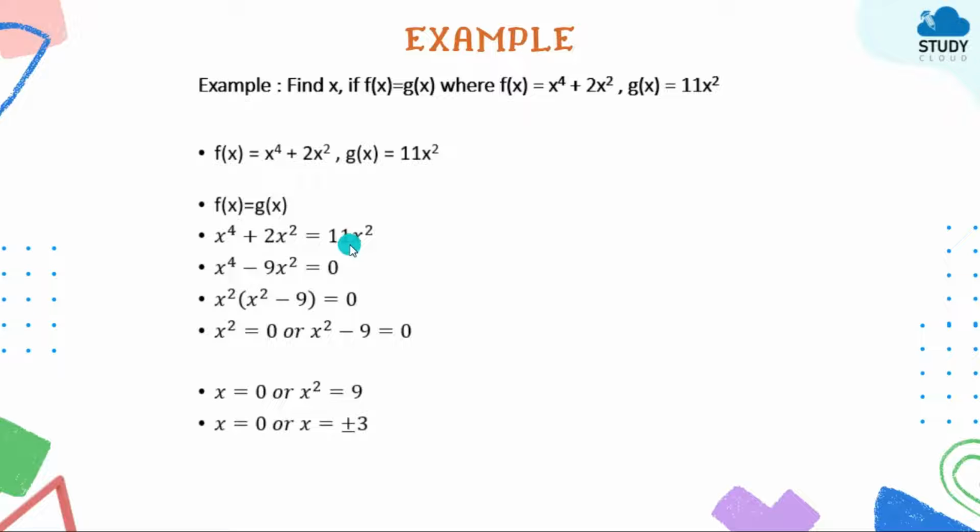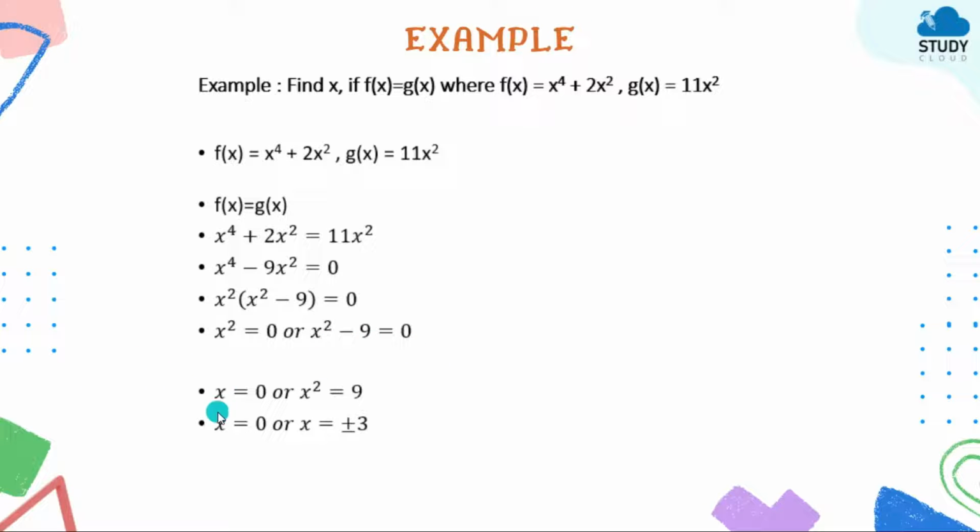Change the side of 11x square. When you shift it to the opposite side, it will become minus 11x square. So 2 minus 11 gives you minus 9. x raised to 4 minus 9x square is equal to 0. Here we have x square as common, so we will take it outside. x square into brackets, now we have x square minus 9 is equal to 0. Now we have two possible cases. One is x square is equal to 0, or this bracket x square minus 9 is equal to 0.